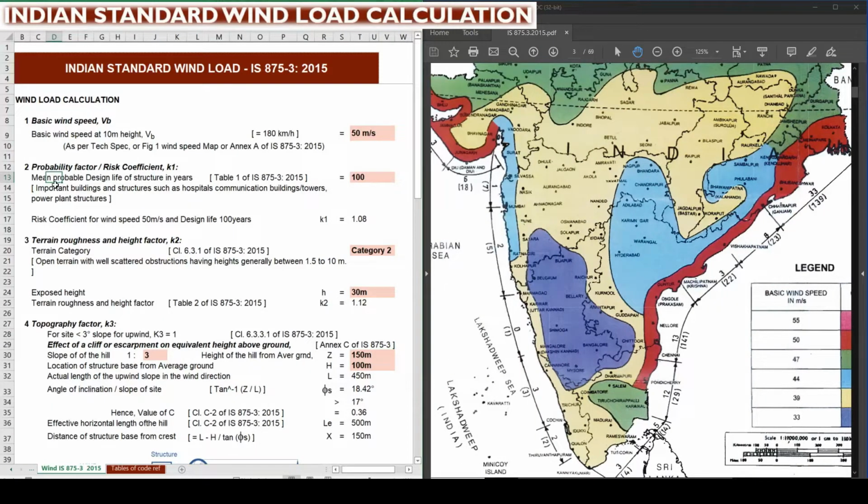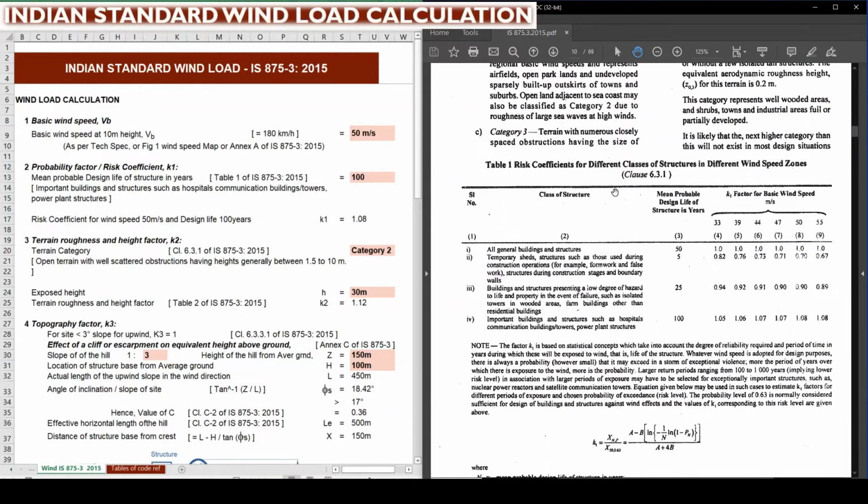So next information we need is a probability factor or a risk coefficient K1. For this we need to refer to Table 1. For that, we have to go to page number 10. Here on the right hand side you can see Table 1, which is for the risk coefficient. This can be categorized as 4 numbers, mean probable design life of structure in years: 50, 5, 25 and 100 years. So we need to select from this.